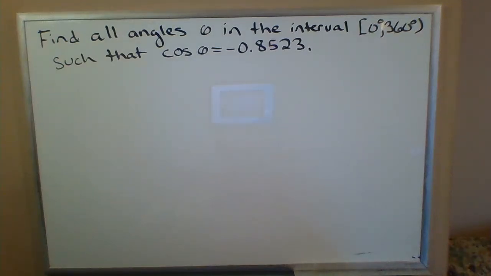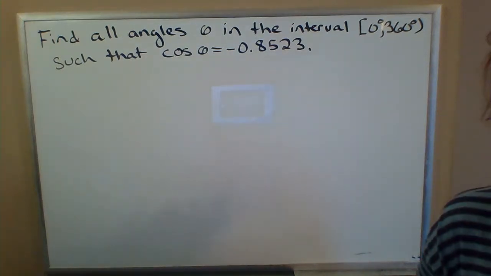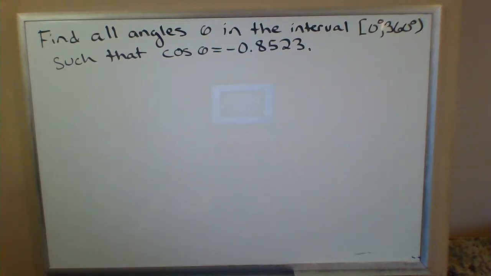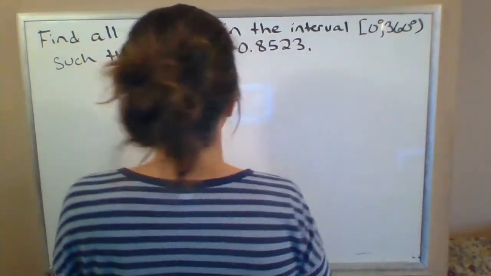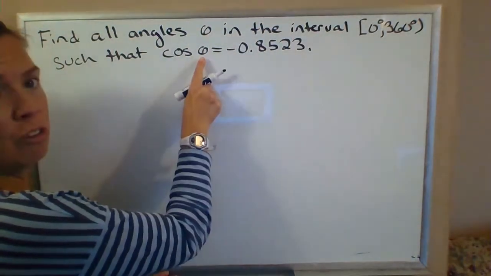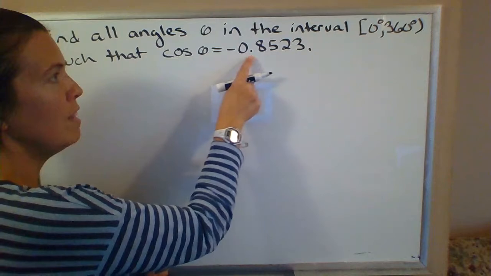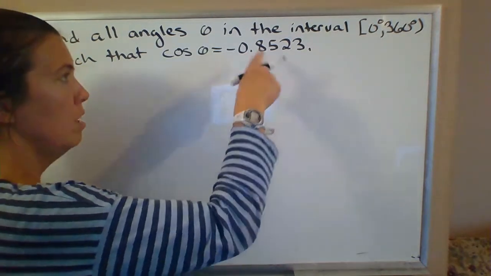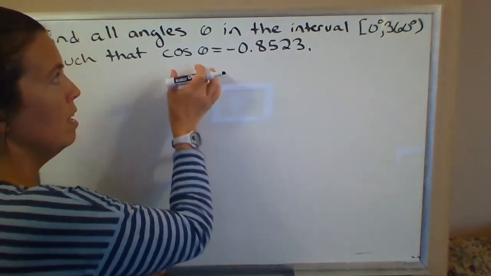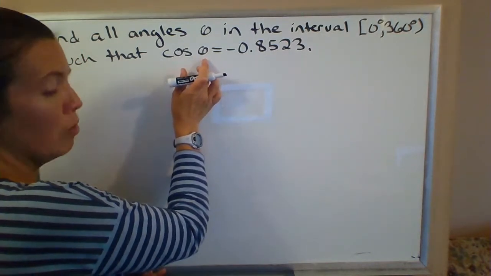So in this example, we're asked to find all angles theta in the interval from 0 to 360 degrees, such that cosine of theta is equal to negative 0.8523. So the way to begin, if we want to solve for the angle theta, we're given the output of the cosine function, in this case negative 0.8523. We want to find the angle, the input.